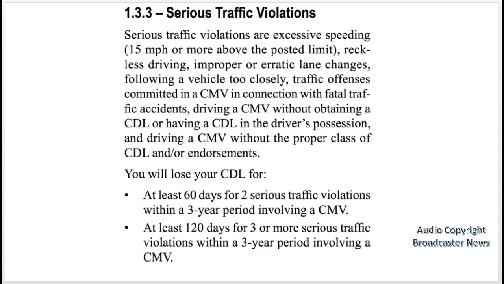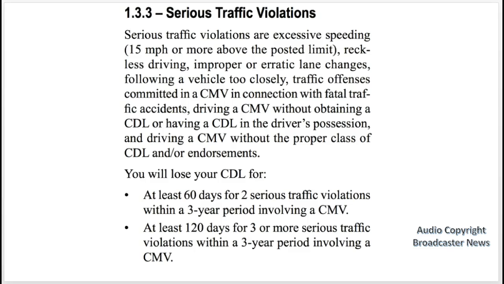Now, 1.3.3 Serious Traffic Violations. Serious traffic violations are excessive speeding, 15 miles per hour or more above the posted limit. Now, reckless driving, improper or erratic lane changes, following a vehicle too closely, traffic offenses committed in a commercial motor vehicle in connection with a fatal traffic accident, driving a commercial motor vehicle without obtaining a CDL or having a CDL in the driver's possession, and driving a CMV, which is commercial motor vehicle, without the proper class of CDL.